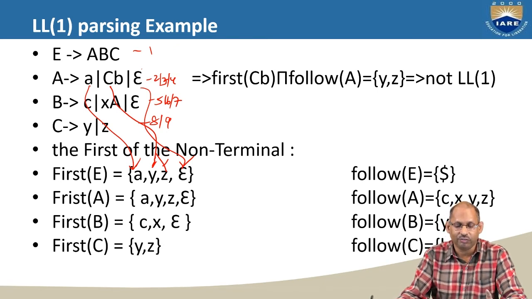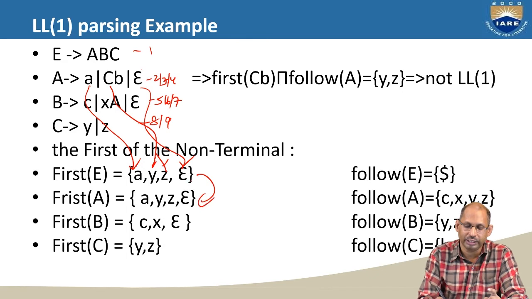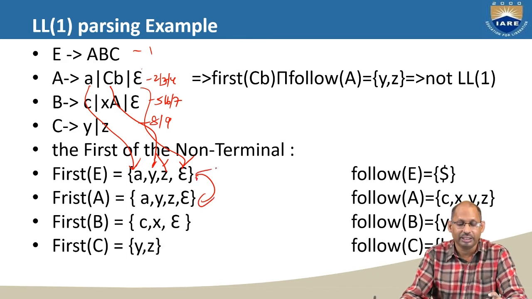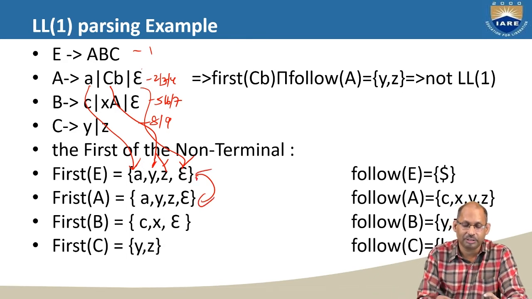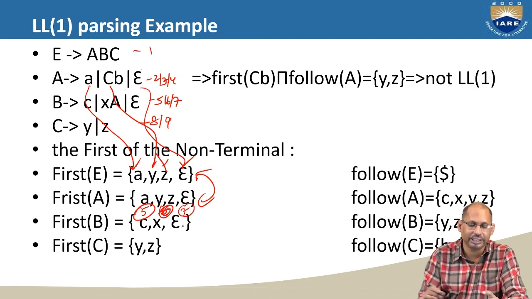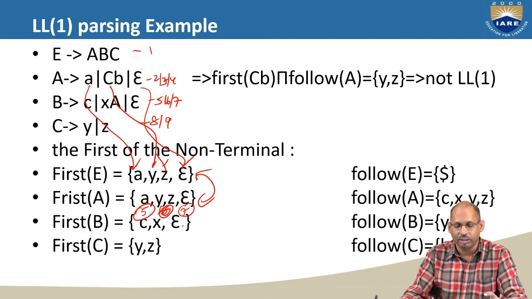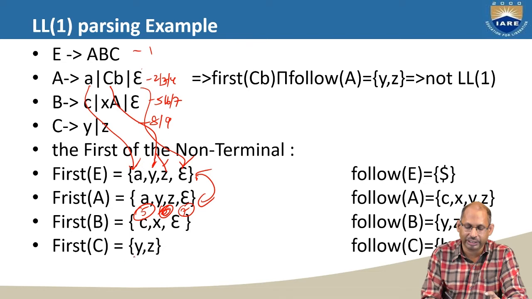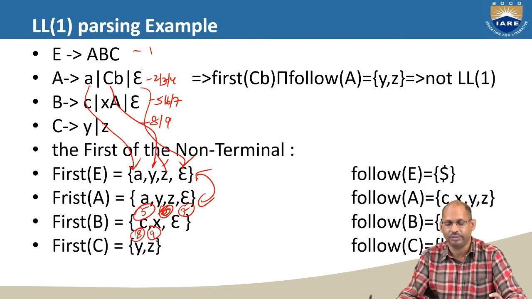First of E is first of A, so both are the same. Then first of B. Simply, for the fifth production it is C. For the sixth production it is X. For the seventh production, it is epsilon. For the C variable, from 8 and 9: from 8 it is Y, from 9 it is Z.